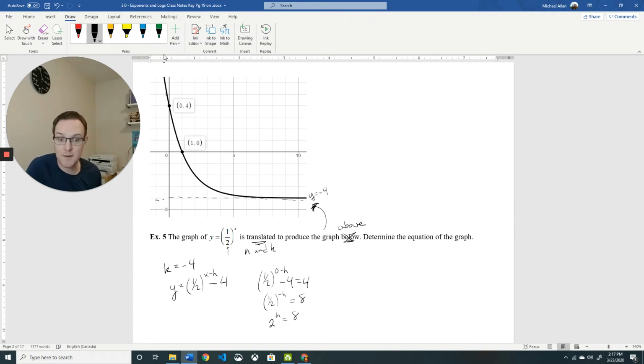So I can say something like that. Remember that little negative exponent will take the reciprocal of this. So that's what this looks like. And then I can change the 8 to be 2 to the power of 3. So what I know is that the h is 3.